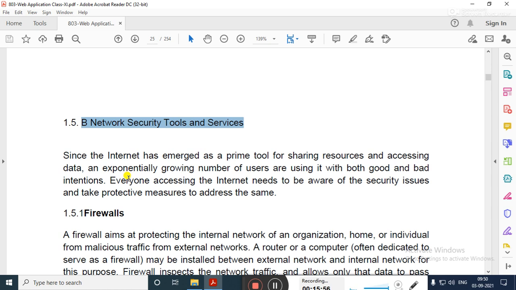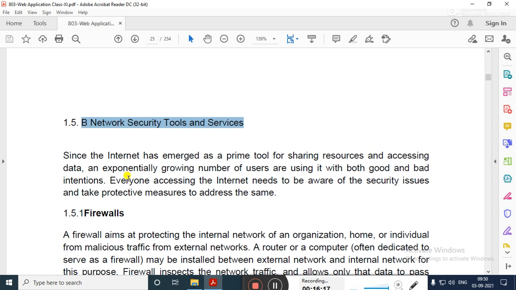Everyone accessing the internet needs to be aware of the security issues and take protective measures to address them. Now, what are firewalls?